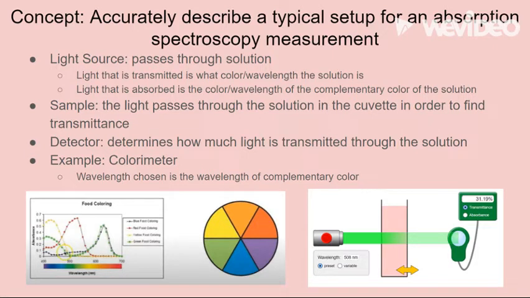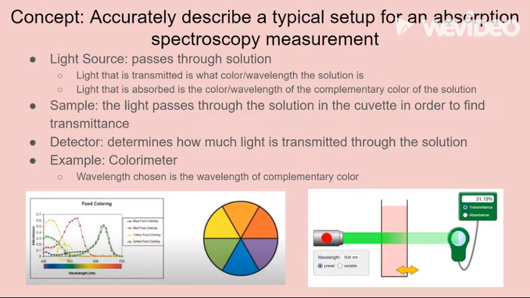The light that is transmitted is of all the colors and wavelengths besides the complementary color of the solution. The light that is absorbed is the complementary color of the solution and its respective wavelength. We can see from the color wheel on the slide that the complementary color of a solution is the color opposite of the color of the solution. For example, the complementary color of green is red.